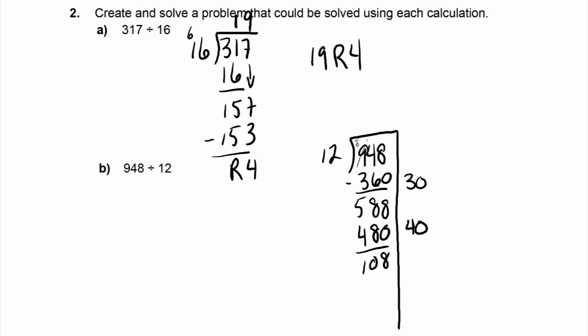10 times 12 was 120. Now if I can't remember my 12 times tables, I can just go ahead and do another one that I know. I could say 4. 4 times 12 is 48. And subtract that. 8 from 8 is 0. 4 from 10 is 6. So we've got 60.